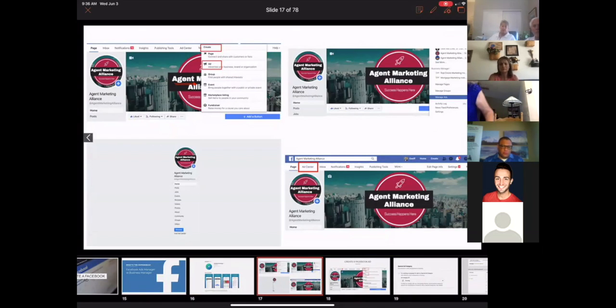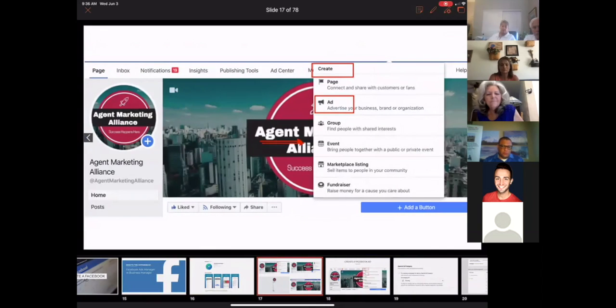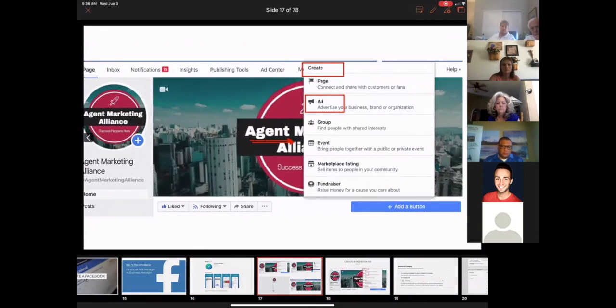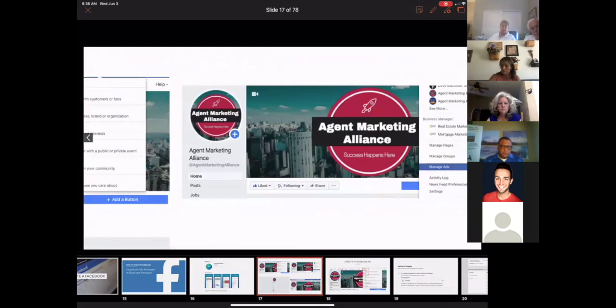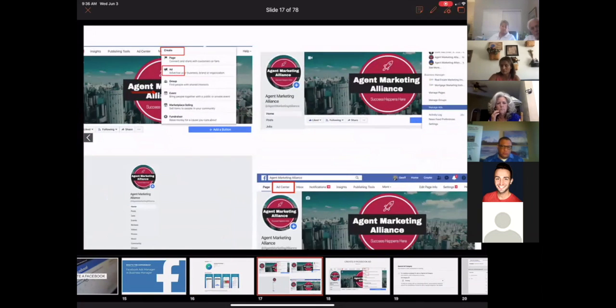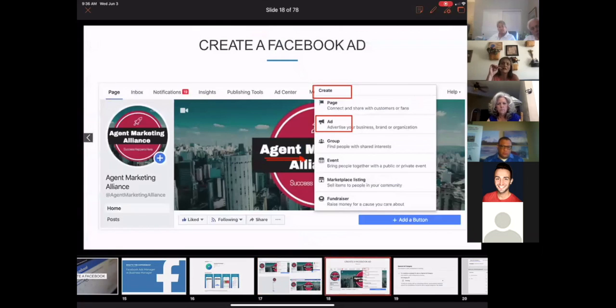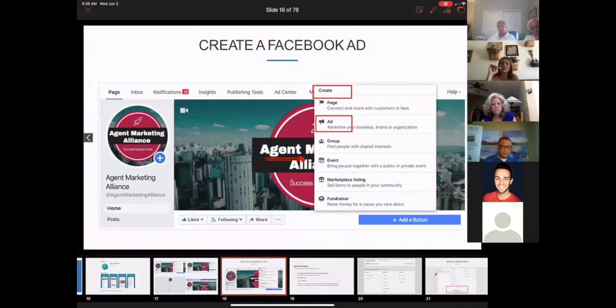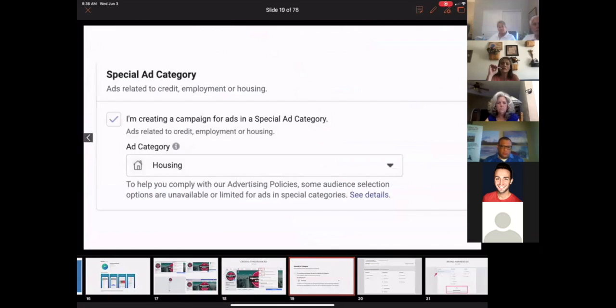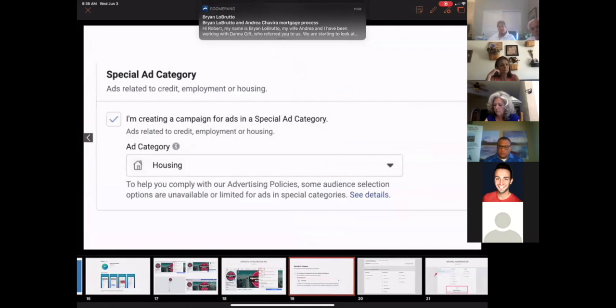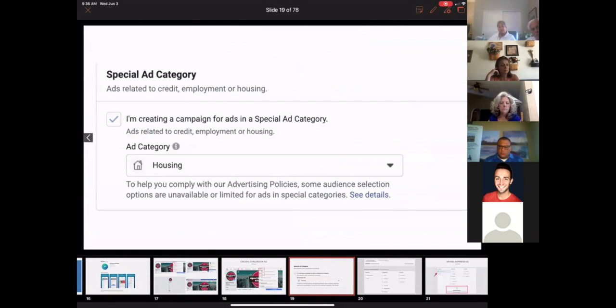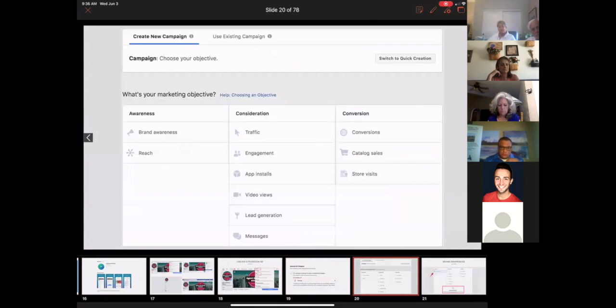So you would just hit create, add. You can manage your ads. You can look at the ad center. So if we're going to create the ad, like I said, that's what it's going to do. Special ad category. You're creating a campaign for ads in a special ad category, and that category is going to be housing. You can start choosing what it is you're wanting to do.